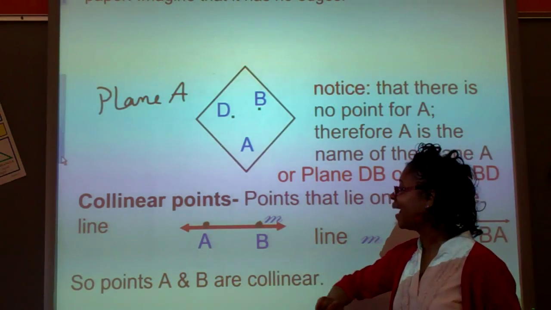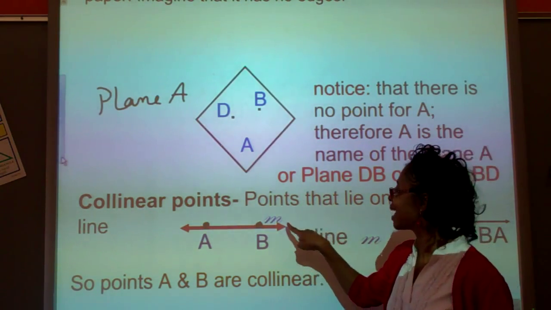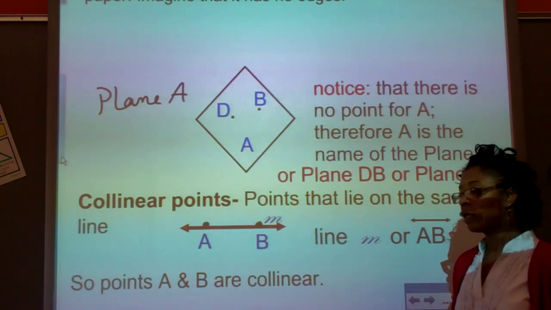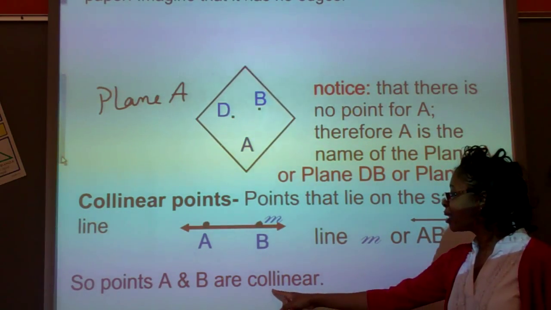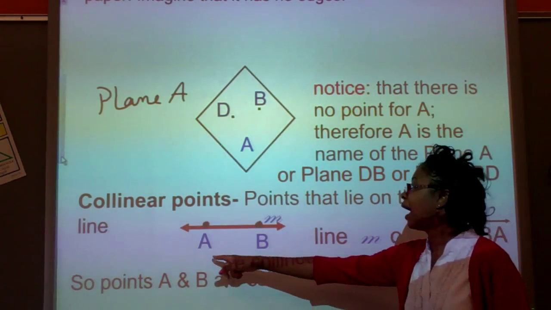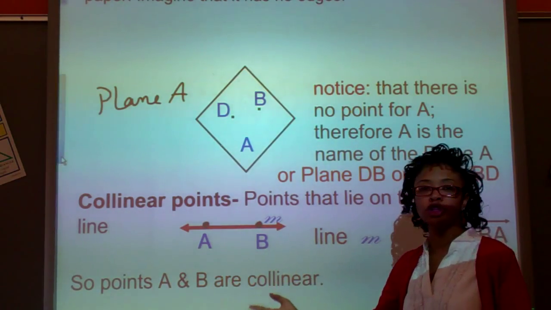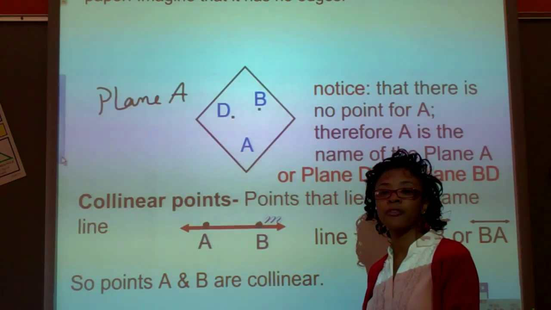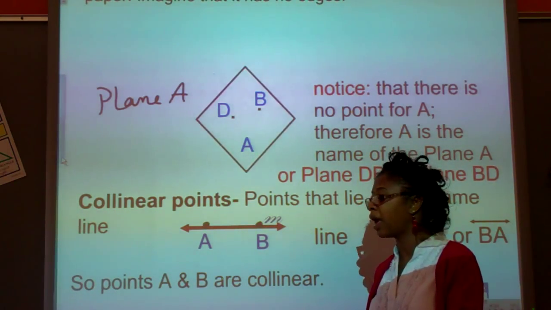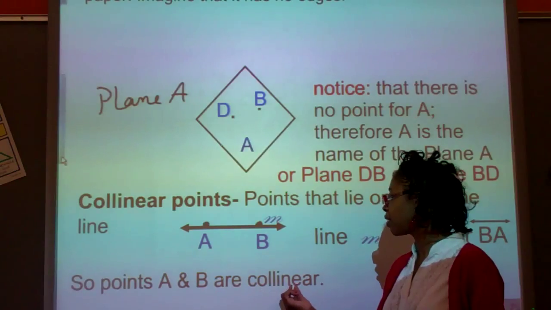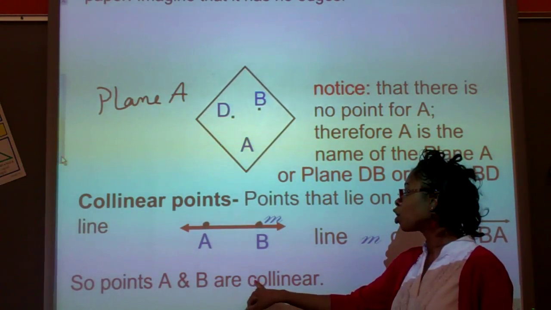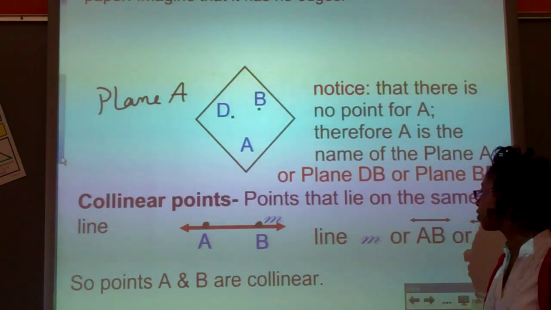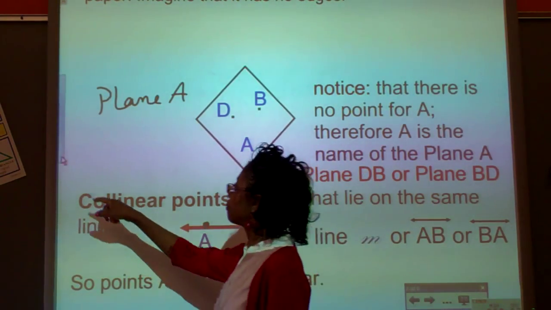Because points A and B lie on the same exact line, they are called collinear. Notice the word line is in there, meaning A and B are on the same line. Co should help you out, like a co-pilot, on the same plane if you have a co-pilot. Co, two of you working together in the same space. In this case, you have co working together on the same line. So A and B are collinear because they are on the same line.